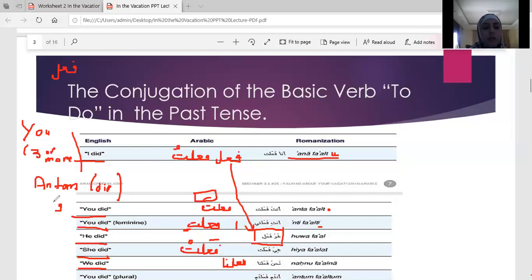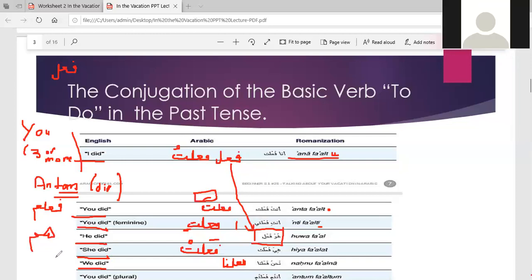Yes. Okay. أنتم, what does it become? أنتم فعلتم. Yes, excellent. It's أنتم فعلتم because here we have tum. So you use فعل and then we add ta and then ma, okay? طيب Alex, هم. What does it become?